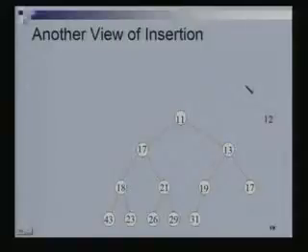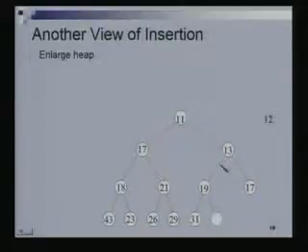So let us look at insertion again from a slightly different point of view. So we again have the same heap as before, and we are trying to insert 12. So first we enlarge the heap, which means that we create a new node, because we know that the new heap now has 13 elements in it, and so this is what its structure should be like.